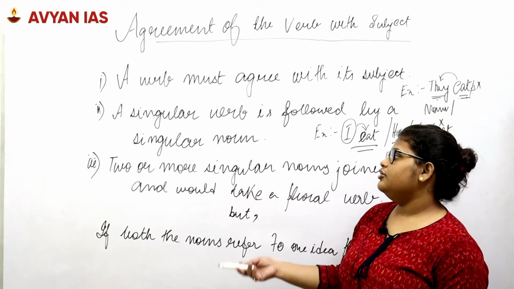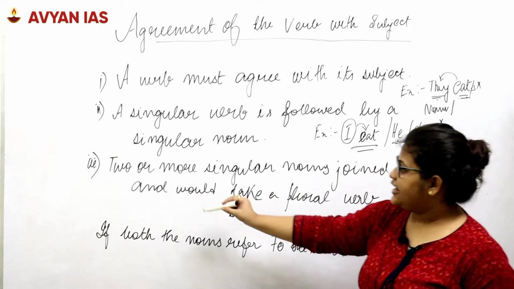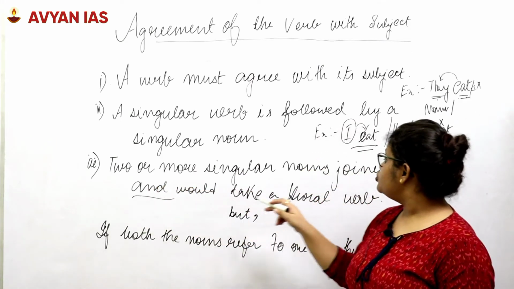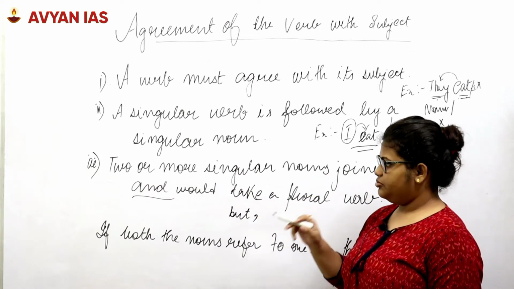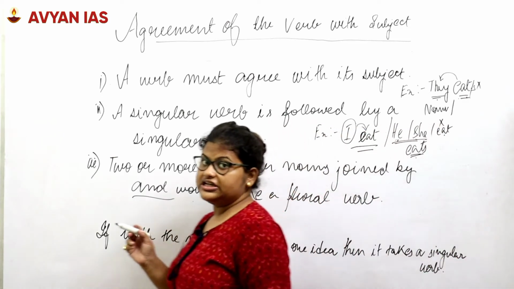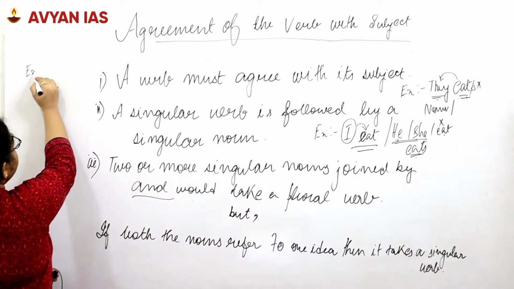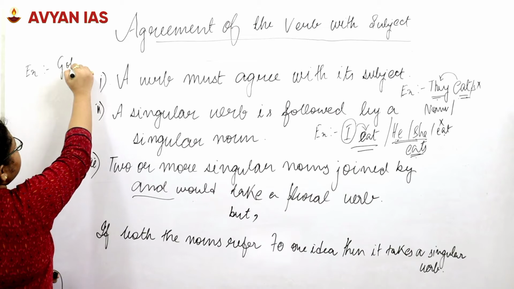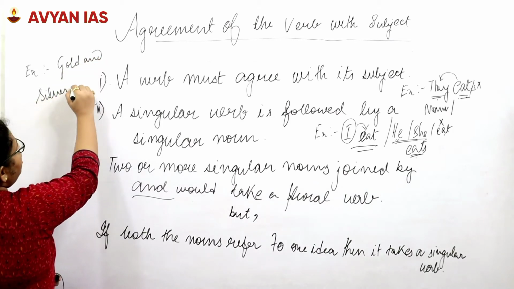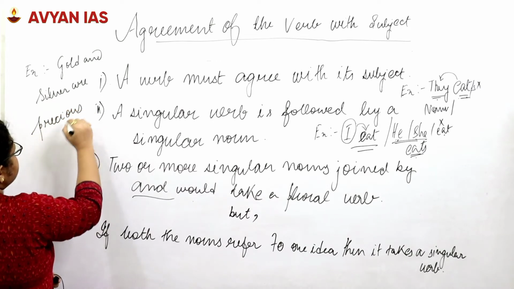One of the rules is that two or more singular nouns joined by the conjunction and would take a plural verb. This is the first part of the rule. We would deal with this with a few examples. Example: gold and silver are precious metals.